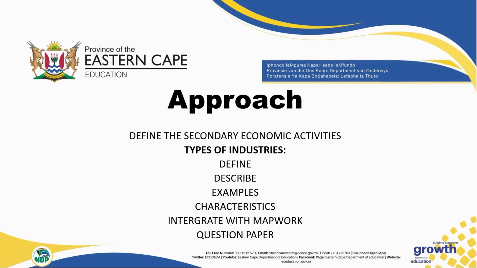You must be able to define them. You must be able to describe what each does and what it looks like. You must also be able to give examples of that industry and maybe the characteristics, because you need to be able to tell the difference between one and the other. Also try to integrate that information with map skills, and get a lot of question papers to work with so that you are familiar with how it will be asked in the exam. So get the approach right and make sure you've got all the points lined up nicely for your study, okay?